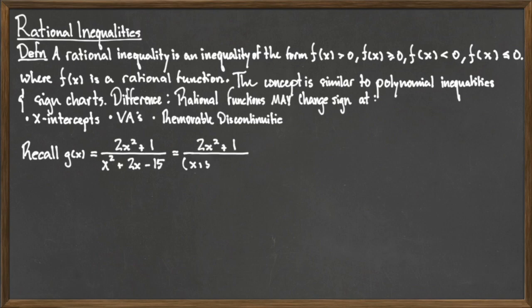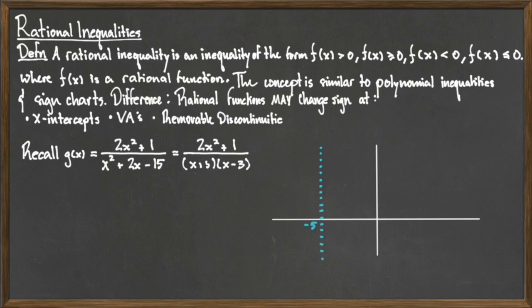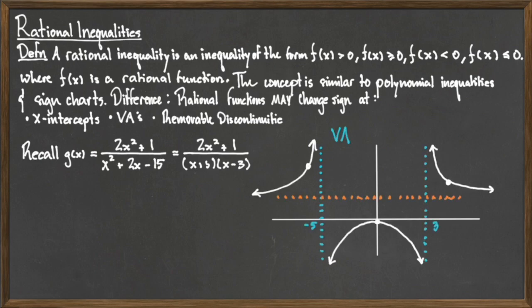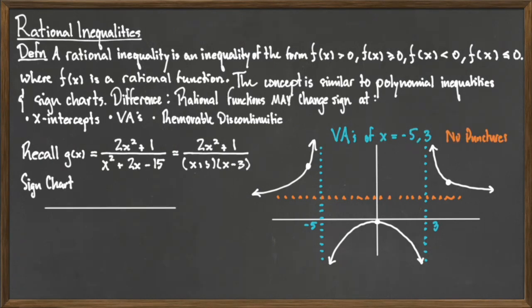Let's look at the graph again. g of x equals 2x squared plus 1 divided by x squared plus 2x minus 15. We saw that it had vertical asymptotes of -5 and +3, and that it had no punctures, or no x-intercepts. So what we're going to do is draw a sign chart only with the vertical asymptotes, basically the only places that our function could change sign.